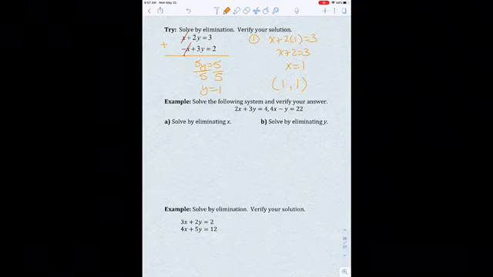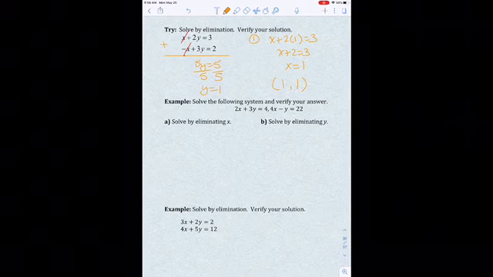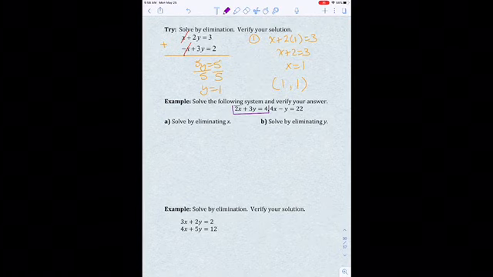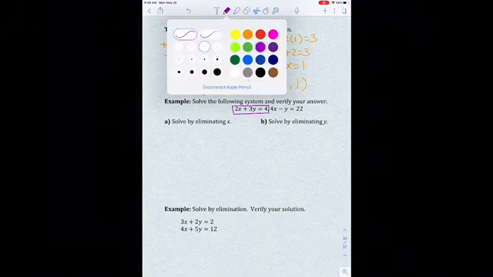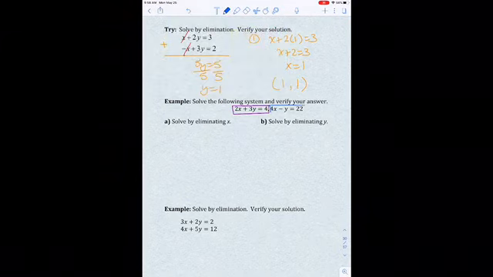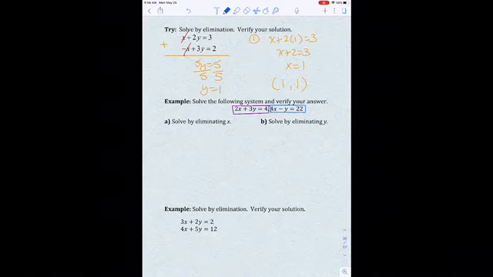Let's look at the next example. It says solve the following system and verify your answer. So here's our system. It's a little bit wonky the way this is written. So that's your first equation, just trying to break this down a little bit, and there's your second equation. They're written really close together there.